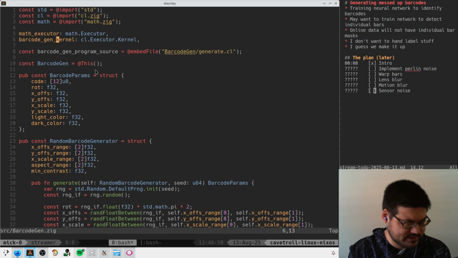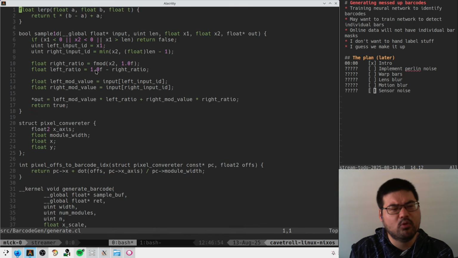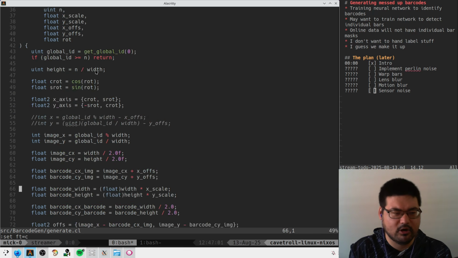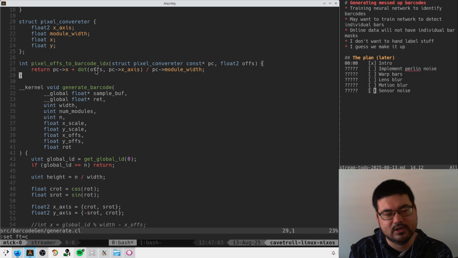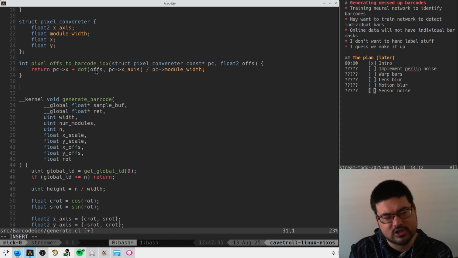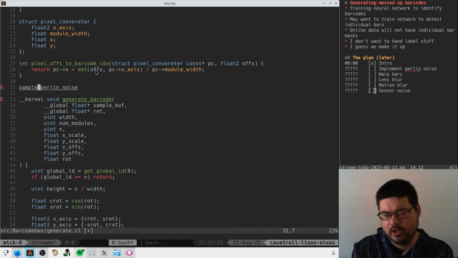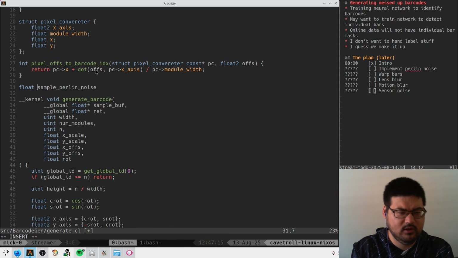Do we want to do this on top of the thing we're already doing? Probably. The more we can shove into the same kernel, the better. So we already have the thing that's generating the barcode here. Maybe it would be interesting to just throw Perlin noise on top of this. Sample Perlin noise. Sure, and it's going to give me a floating point value, probably.